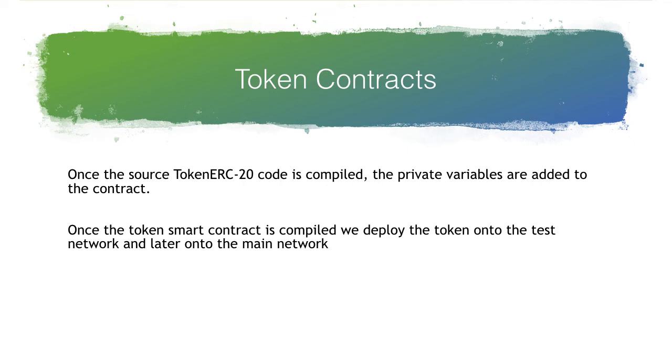Once the source token ERC20 code is compiled, the private variables are added to the contract. Once the token contract is compiled, this token is deployed onto the test network and later onto the main network. Now let's look at the different steps taken to create this token, deploy it, and so on.